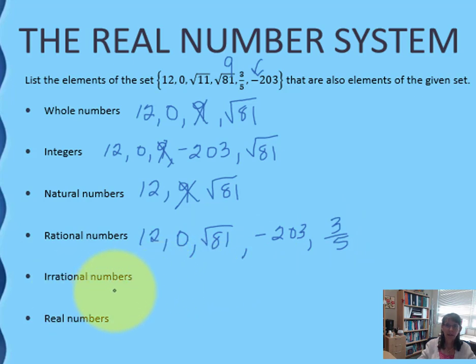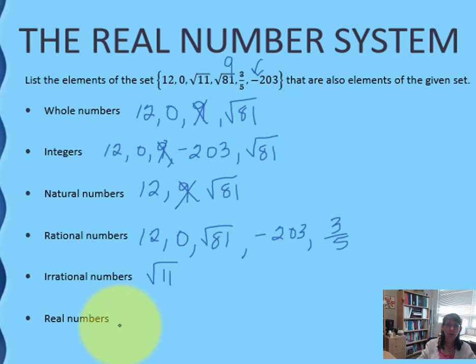Irrational numbers are the non-terminating, non-repeating pattern decimal values. So that would not be 12 or 0, but square root of 11, we found, does not have a repeated decimal or terminating decimal. Square root of 81, that was 9, that terminates. 3/5 terminates, and negative 203 is an integer that is not an irrational number. So only square root of 11 is the irrational number.